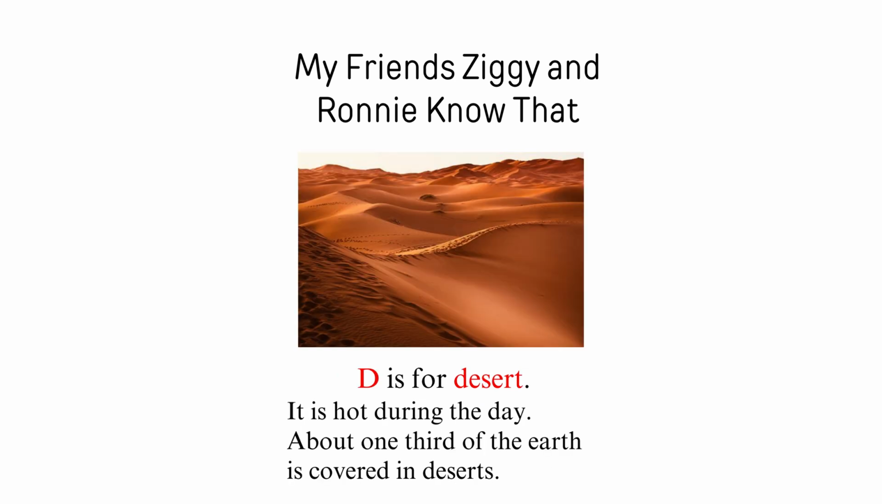My friends Ziggy and Ronnie know that D is for desert. It is hot during the day. About 1/3 of the earth is covered in deserts. What makes deserts special places? How do animals adapt to life in the desert?